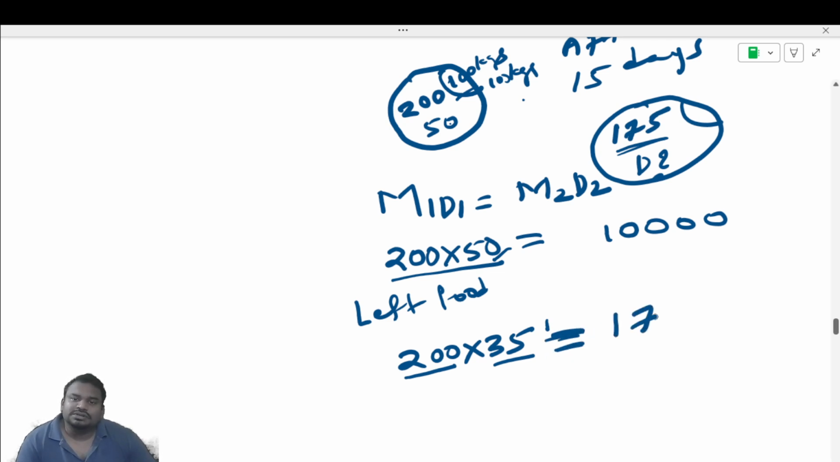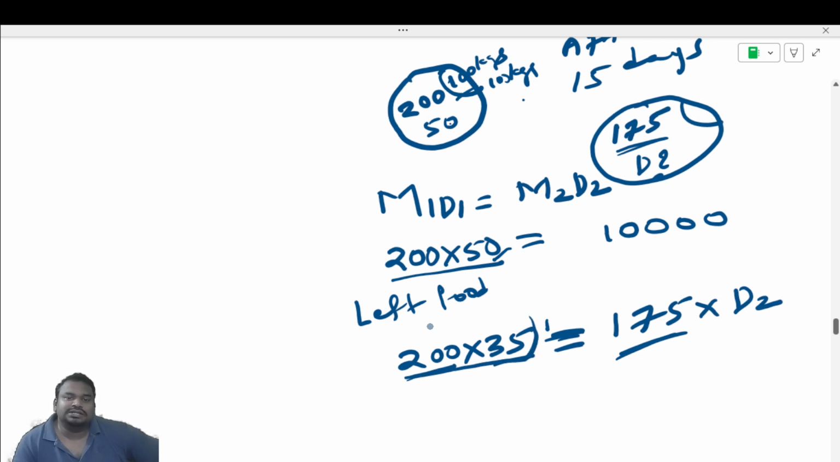Now when 25 members left, 175 members will be there. But how many days they have to use it? That is nothing but D2. So I can calculate the remaining food by using this formula, 200 into 35, because 15 days is completed, so 35 is remaining. That was sufficient for 200 people. But now 200 are not there, 175 are there. For how many days can they use it? So this is what you have to do.